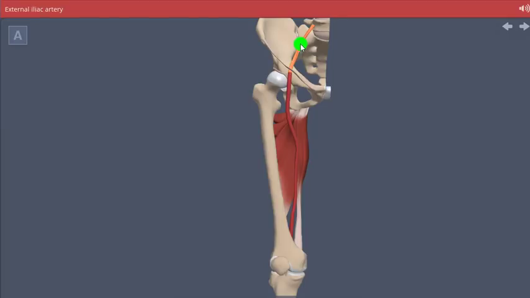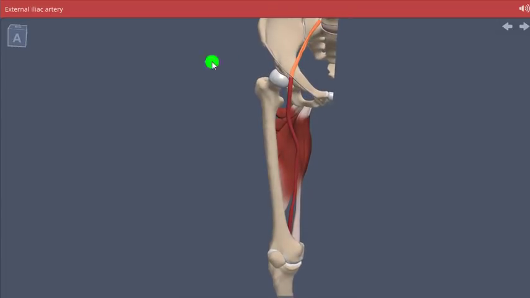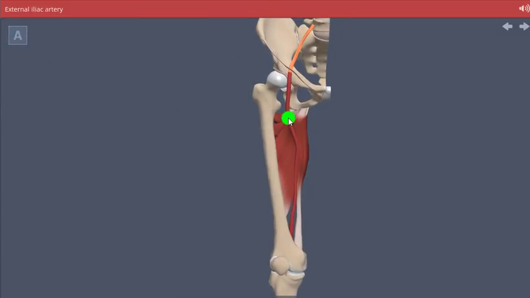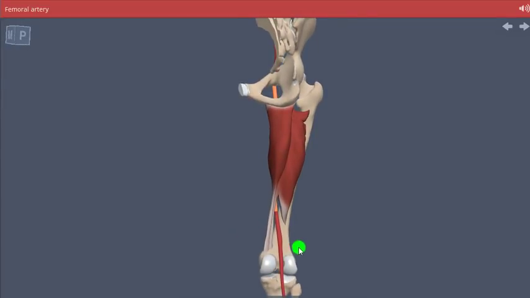The external iliac artery enters the thigh behind the inguinal ligament to become femoral artery. The femoral artery is the main arterial supply for the thigh and it descends here to enter the adductor hiatus. When it enters the adductor hiatus, it becomes popliteal artery. It's as if it moved from the anterior compartment to this area located posterior to the knee joint, the popliteal fossa, so we call it now popliteal artery.